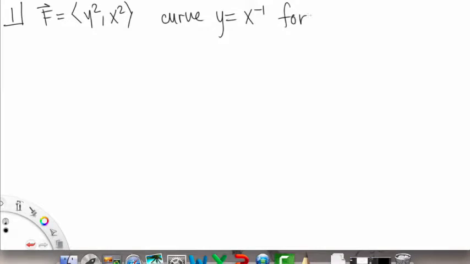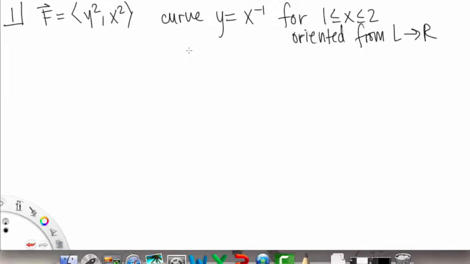Okay, so number one, they give us the following vector field: y squared comma x squared. Pretty simple. We're working with two dimensions here. We're also given that our curve is the graph of y equals x to the negative 1, for x between 1 and 2, and it is oriented from left to right.